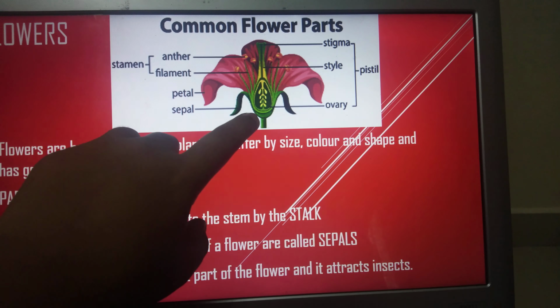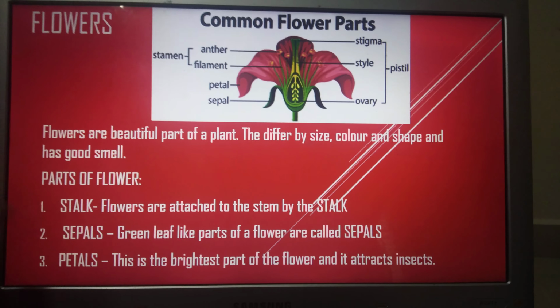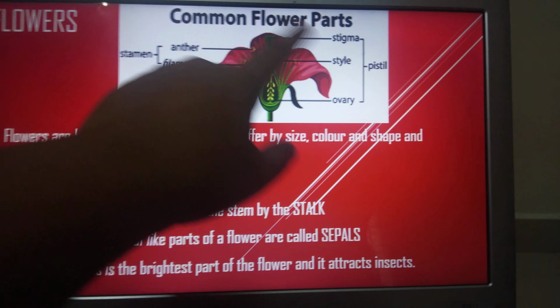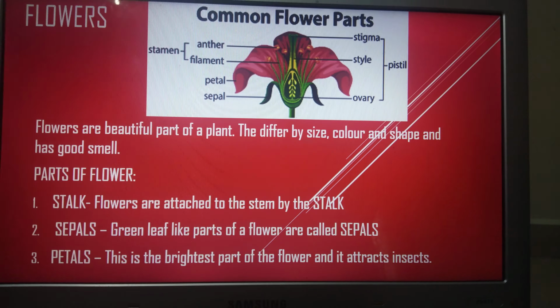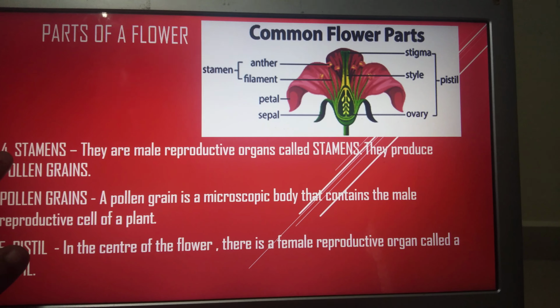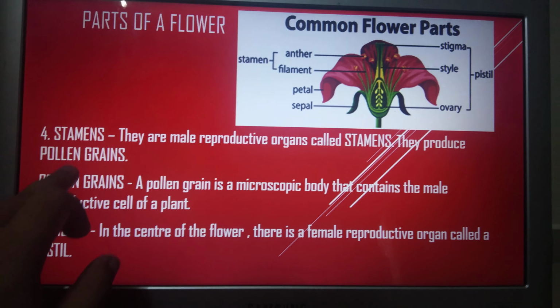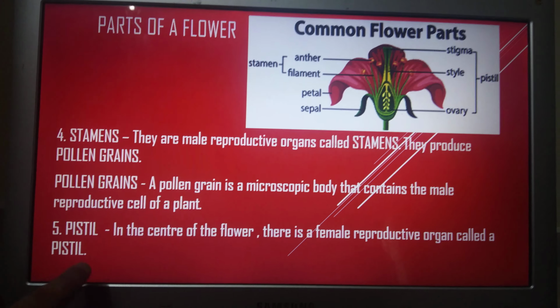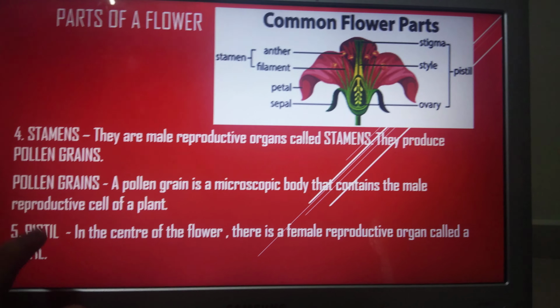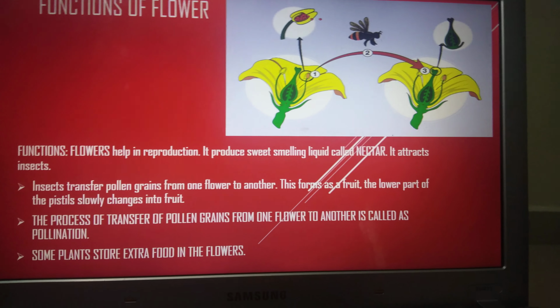Sepals are green leaf-like structures in a flower. Petals, as we all know, are the brightest part of the flower. Stamens are the male reproductive organ which produces pollen grains. Pistil is the female reproductive organ.